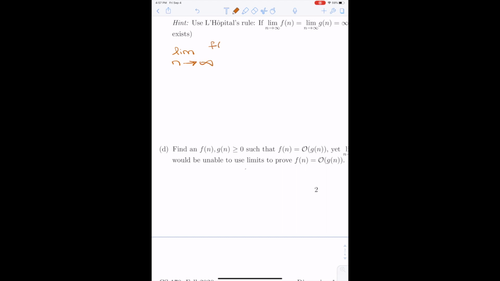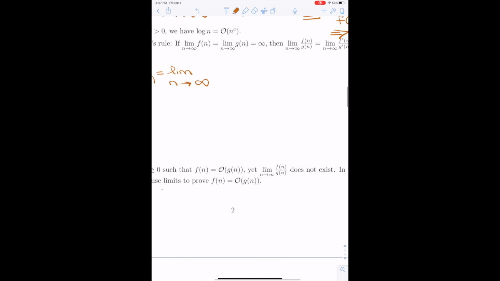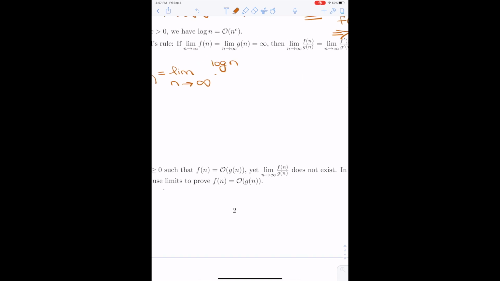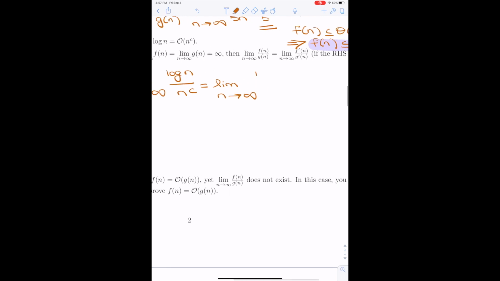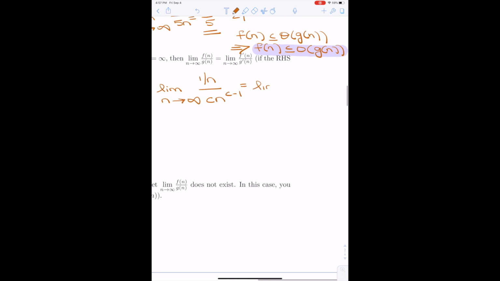Limit as n approaches infinity of f of n over g of n is equal to the limit as n approaches infinity of log n over n to the c. This takes an indeterminate form, so we apply L'Hopital's rule to differentiate, and we say that the limit as n approaches infinity of that expression is equal to the limit as n approaches infinity of 1 over n divided by c times n to the c minus 1, which is equal to the limit as n approaches infinity of 1 over n to the c, which is equal to 0.